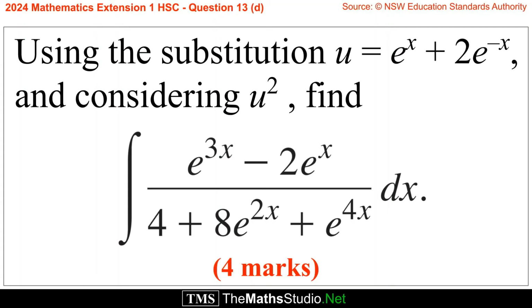Question 13, Part D. Using the substitution u equals e to the power of x plus 2 times e to the power of negative x, and considering u squared, find the integral of (e to the power of 3x minus 2 times e to the power of x) over (4 plus 8 times e to the power of 2x plus e to the power of 4x) dx.